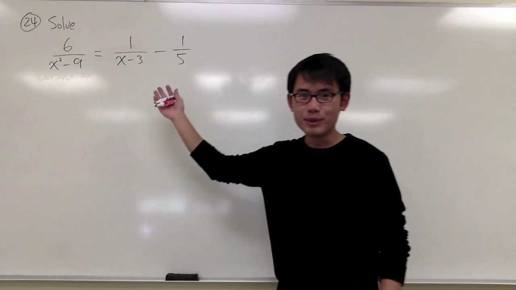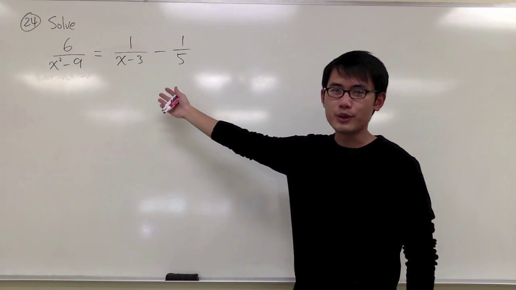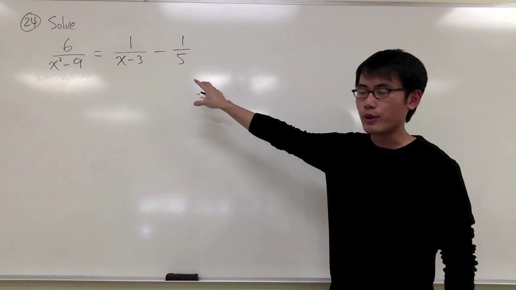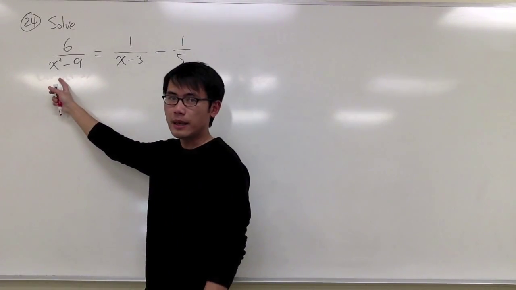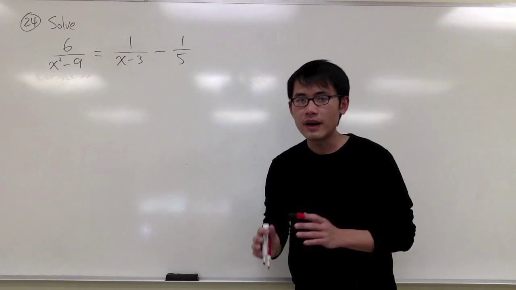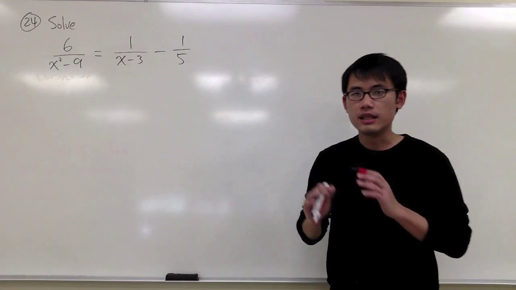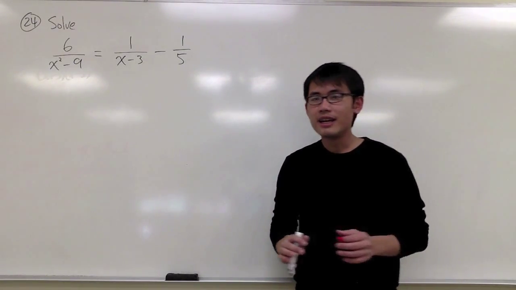Let's take a look at question number 24. And here we have a rational equation. And the way to deal with a rational equation is to first factor out the denominators, and then we are going to identify what the LCD is first, the lowest common denominator.